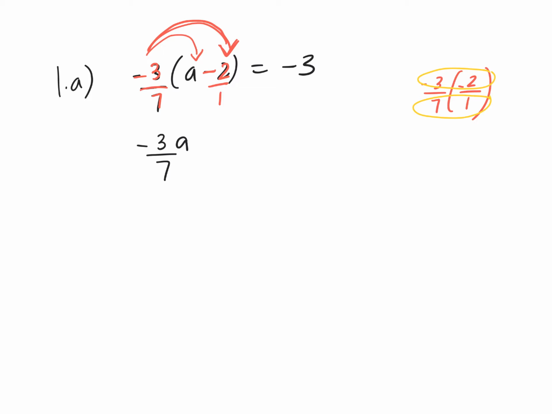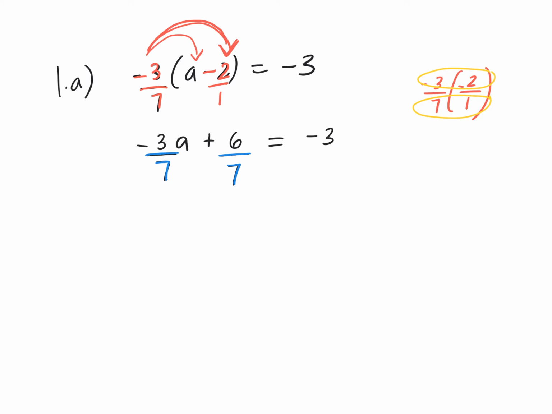What's negative 3 times negative 2? Positive or negative? Positive 6. What's 7 times 1? We're good with that so far? I'm just distributing the number in front of the bracket. Equals negative 3. Now this is easy because both of your fractions are over 7.